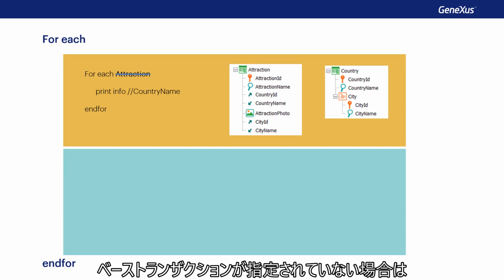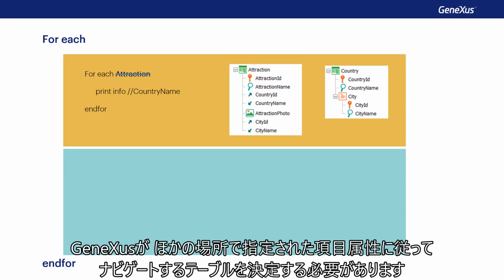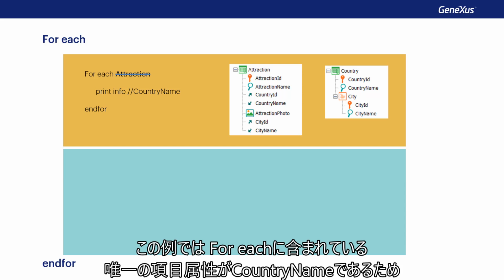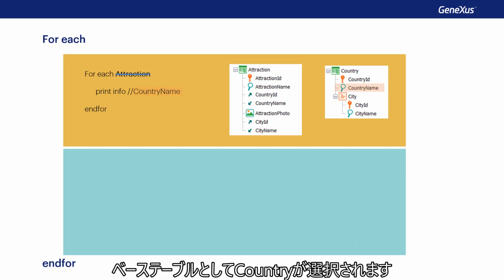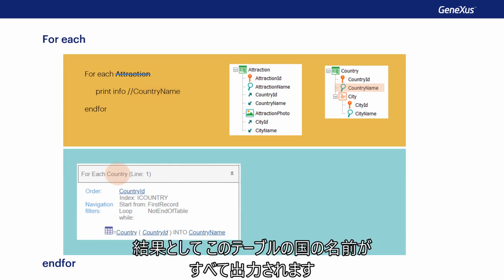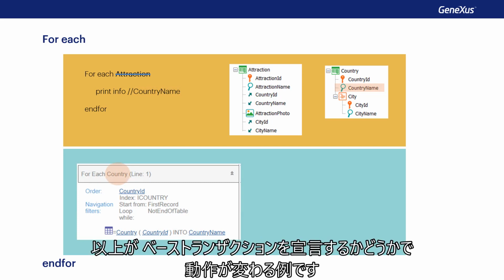When no base transaction is specified, GeneXus must determine the table to navigate according to the attributes indicated in the other places. In the example, as the only attribute inside the for each is country name, it'll choose country as the base table. Therefore, it'll print all the country names of that table, and here's a case where declaring a base transaction or not doing so changes the behavior.